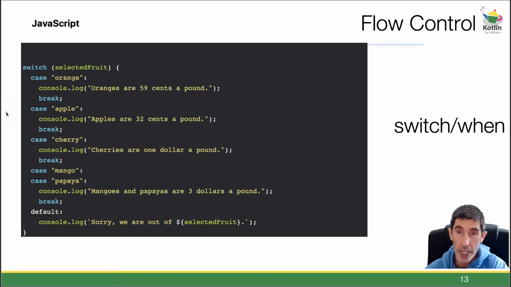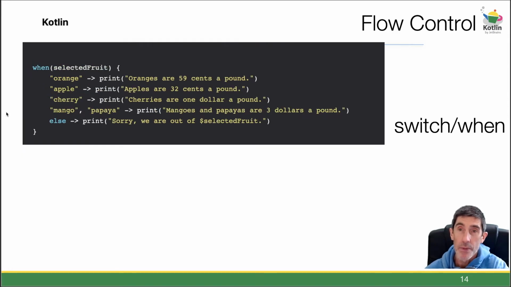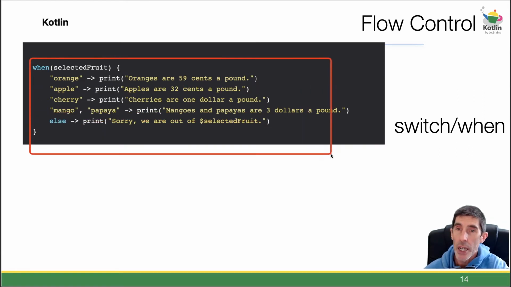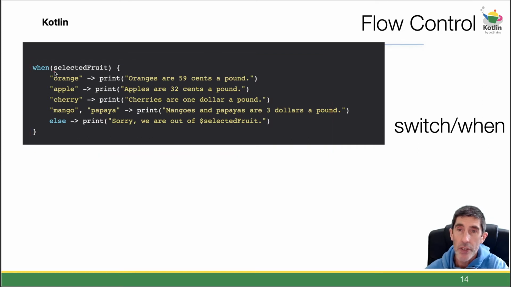Okay, simply printing out a log to the screen. If we want to do the same in Kotlin, it's this much neater, much less verbose. We simply have our when clause. There we go, and whatever our selected fruit happens to be, if it's orange, we print that out. And even this one here, look, our mango and papaya.